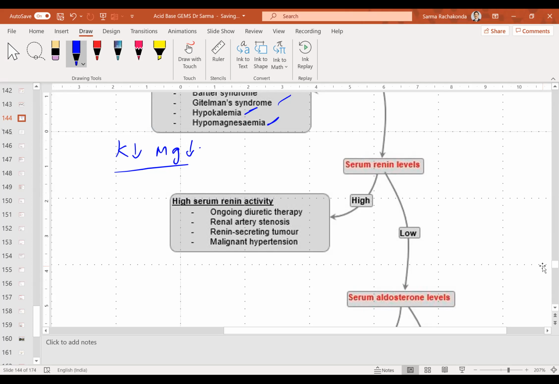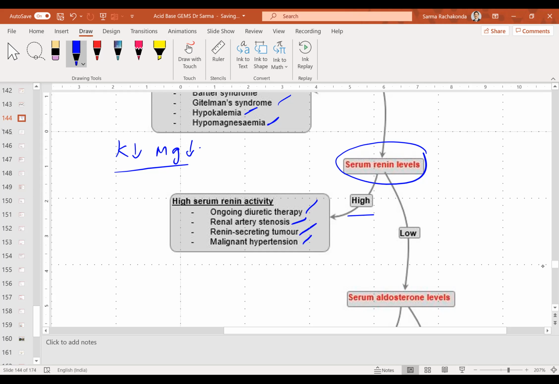Is the hypertension secondary to high renin, or is it due to something else increasing the blood pressure through non-renin mechanisms? The non-renin mechanism is aldosterone. So there are two things which can increase the blood pressure: either renin or mineralocorticoid. How do we know which? Look at the serum renin. If the serum renin level is high, it is ongoing diuretic therapy with secondary renin stimulation, or a renal artery stenosis, or a renin secreting tumor, or malignant hypertension.